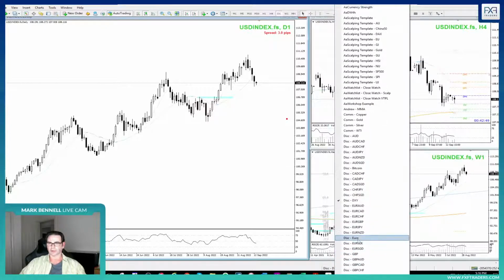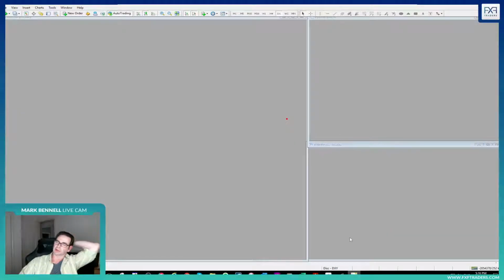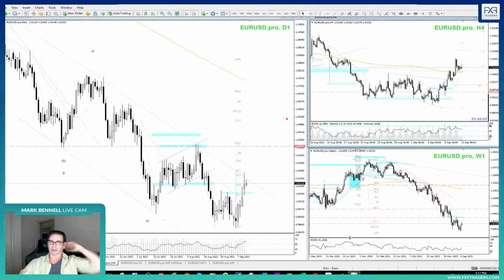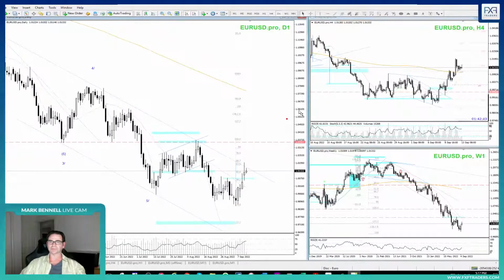Euro dollar. So yes, we've got US CPI figures tonight. So I dare say the markets are waiting for that. So the euro, let's put in this low.